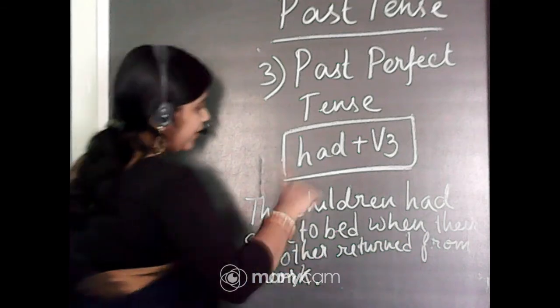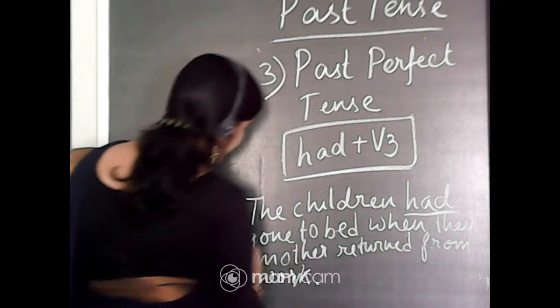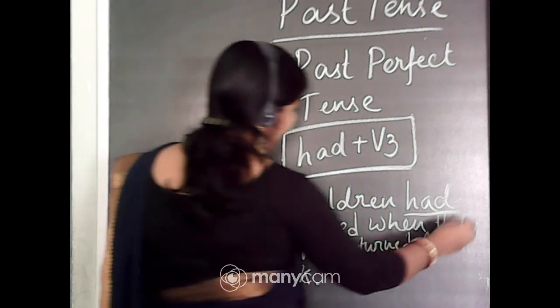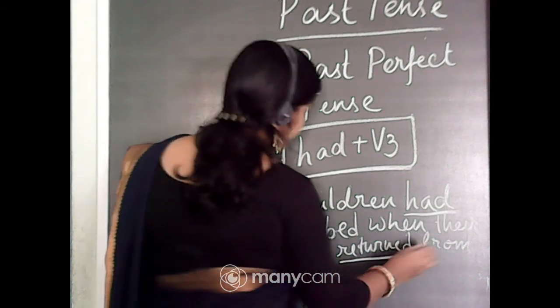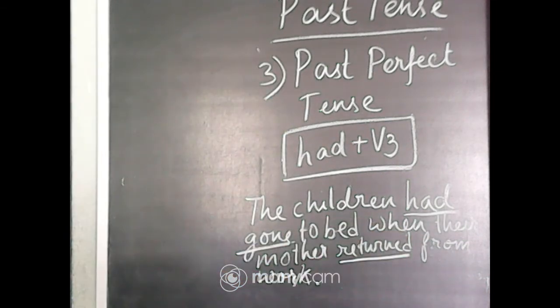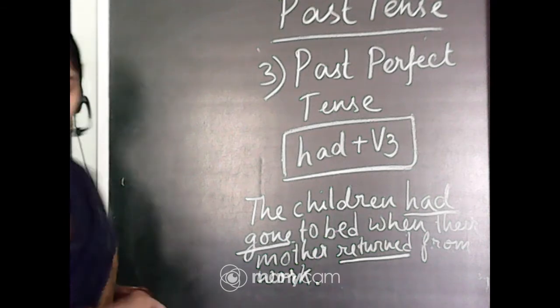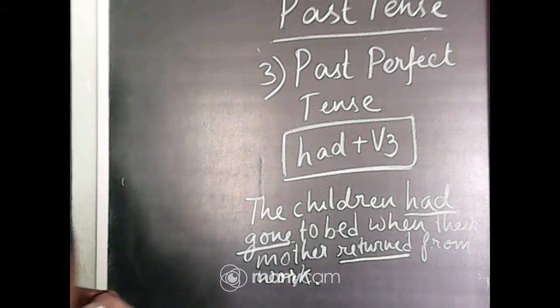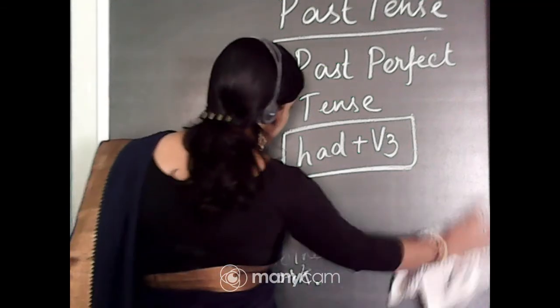We can see that two events are being talked about. One event is of the children going to bed and the second event is of the mother returning. Right? When two events like this are being referred to, the event which has started in the earlier past and completed in the earlier past before the second action took place, for that purpose we will use the past perfect tense.